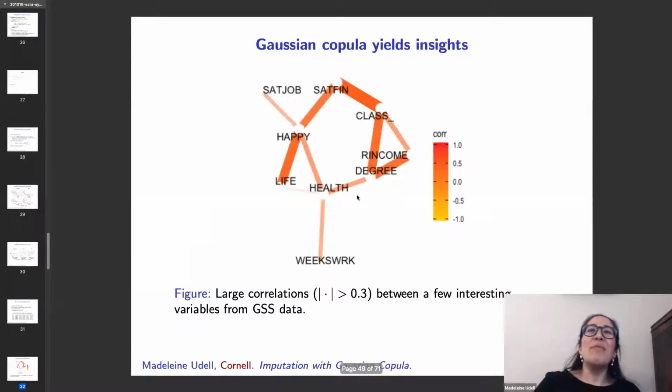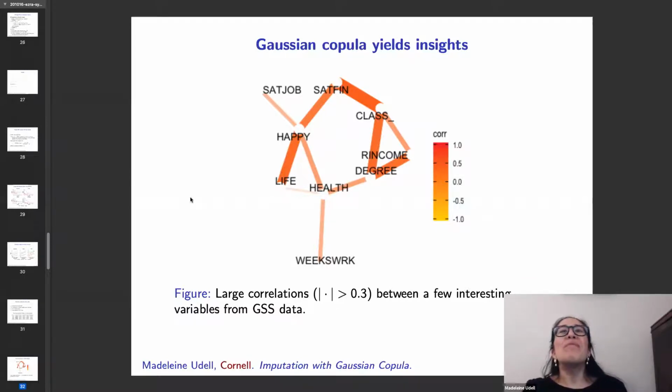Okay, so what's kind of fun about this is you get the correlation matrix when you're done. And so you can look at the entries of the correlation matrix and say, which of these variables are substantially correlated with each other. So here's a plot where we're keeping as edges the large correlations between some interesting variables.